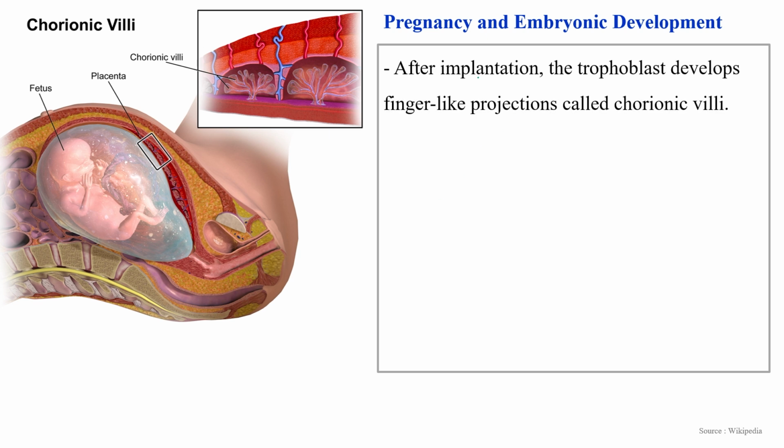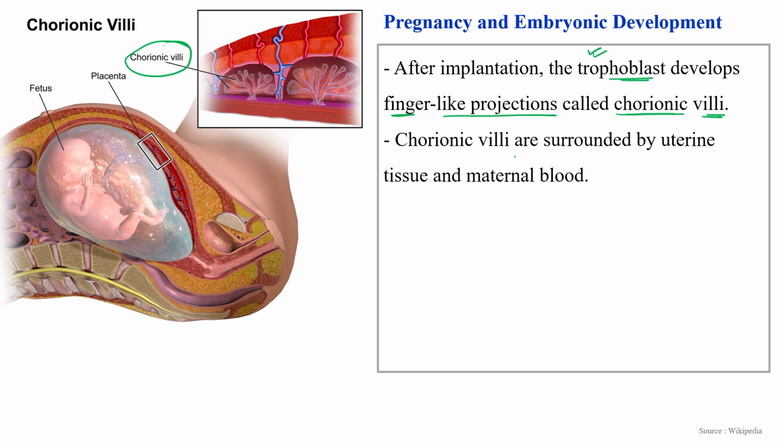After implantation, the trophoblast develops finger-like projections. These are known as chorionic villi. After implantation, the outer layer, which we called trophoblast, develops finger-like projections. Now we use the term chorionic villi for the same.